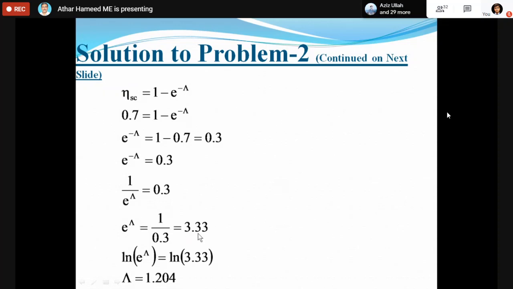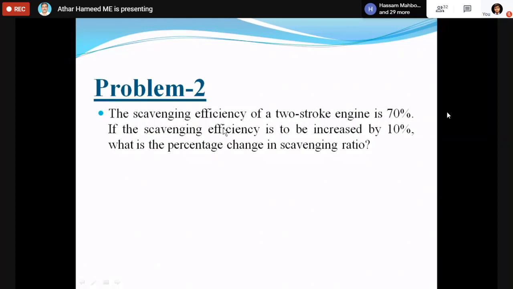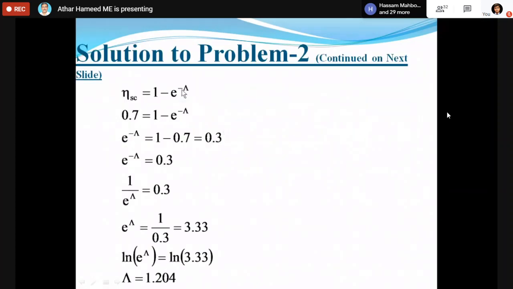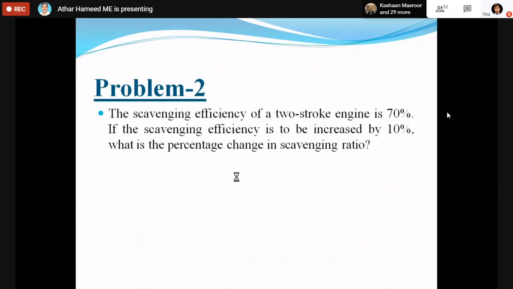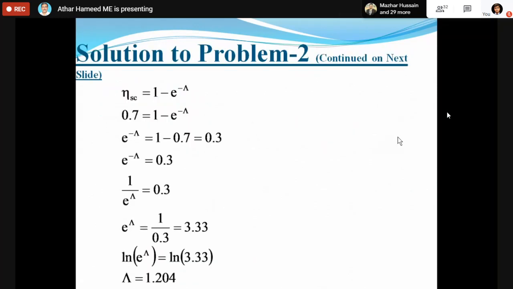So e to the lambda is equal to 3.33. Taking natural log on both sides, log of e to the lambda is equal to log of 3.33. So lambda is equal to 1.204. So we have obtained the delivery ratio: since the scavenging efficiency is 70%, we worked out what the delivery ratio would be. Now it says that if the scavenging efficiency is to be increased by 10%, then what should be the delivery ratio?